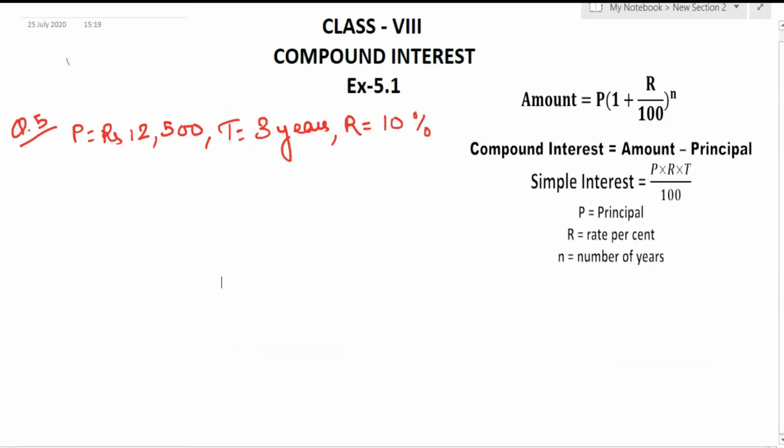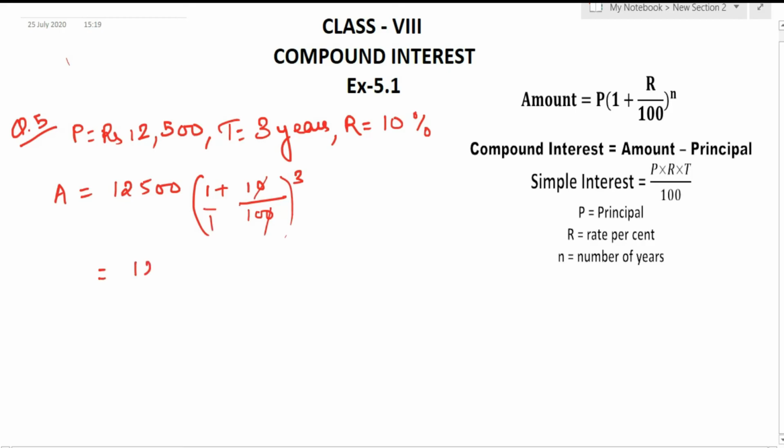Now let's solve question number 5, that is given. Principal is 12,500, time is 3 years, and rate is 10%. They are asking you to find out the compound interest. Before telling the compound interest, first we should know what the amount is. Again the formula is principal into (1 plus rate by 100) whole to the power n. So this 0 is going to be cancelled. Here it is nothing, which means 1.